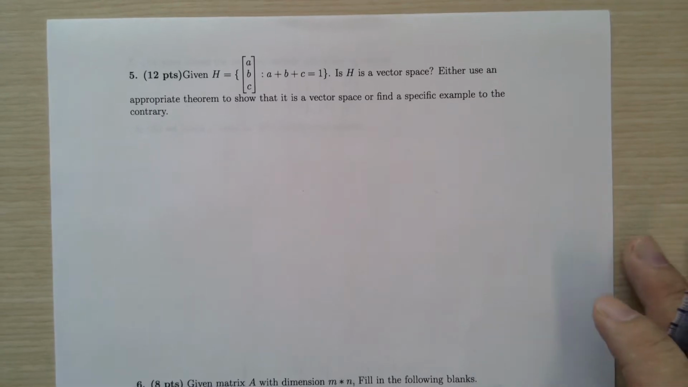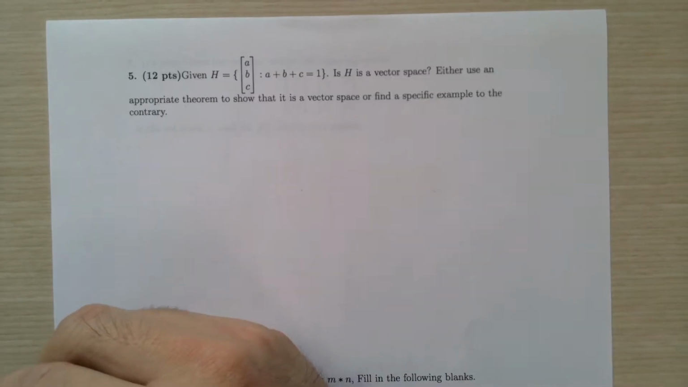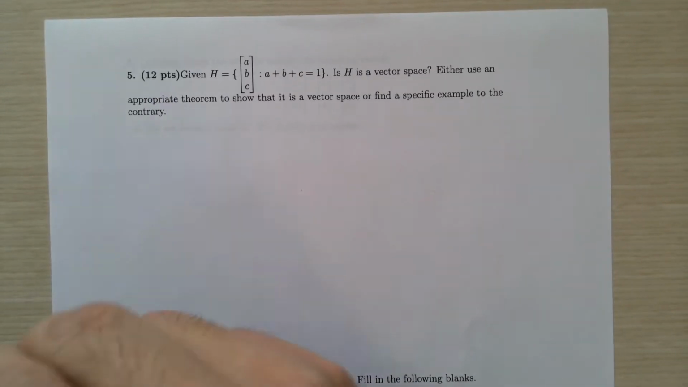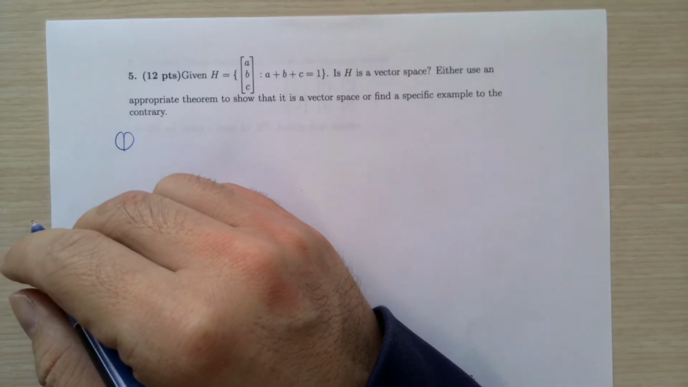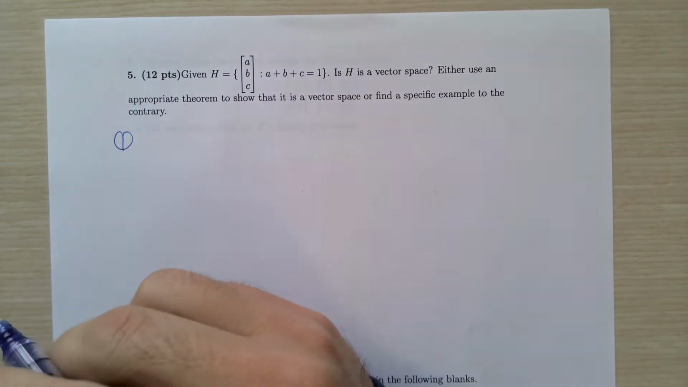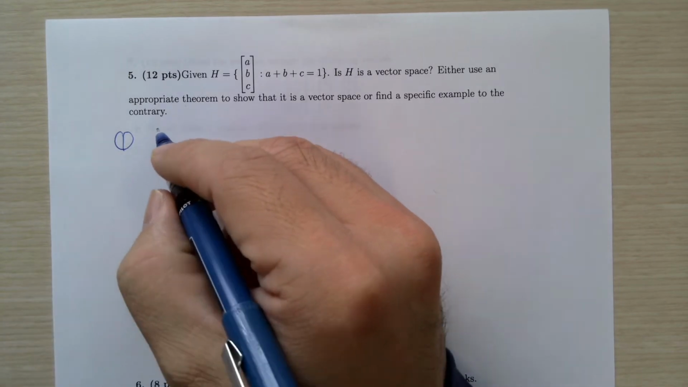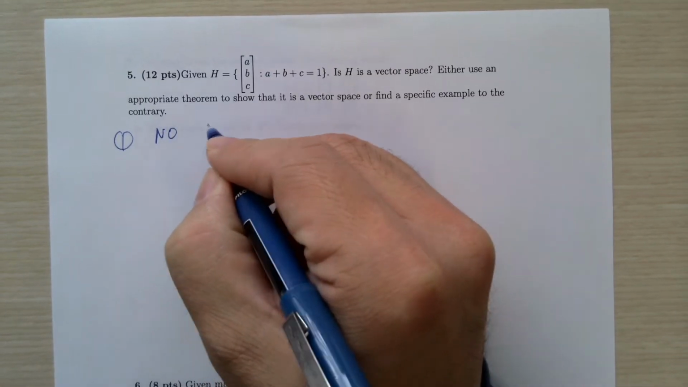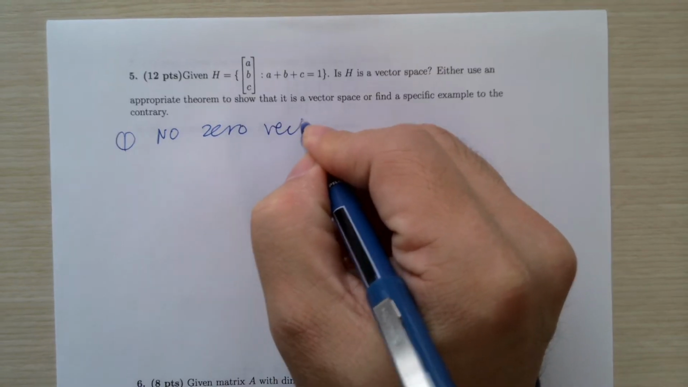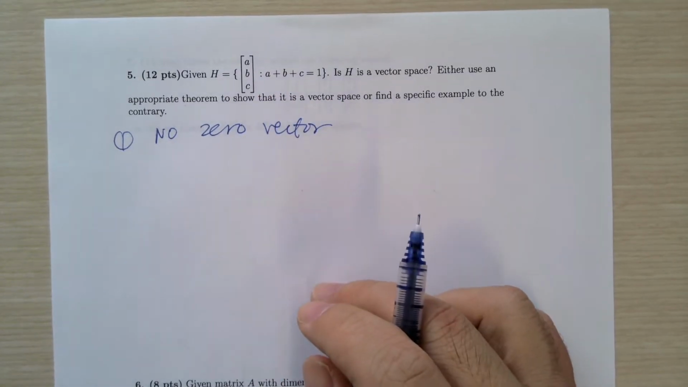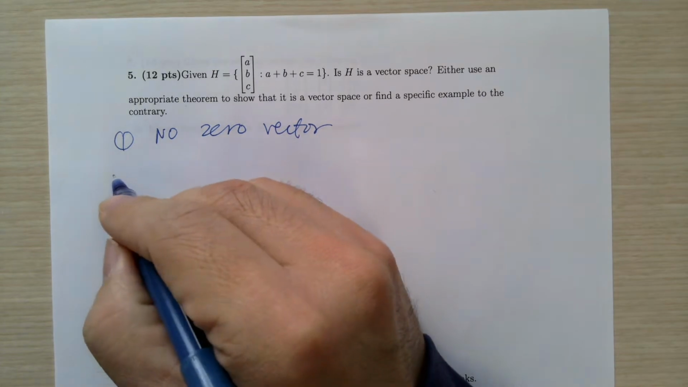Well, we have a lot of ways to do this. The first one is, to be a vector space, the zero vector must be part of it, and clearly there is no zero vector. Okay, so already proved.